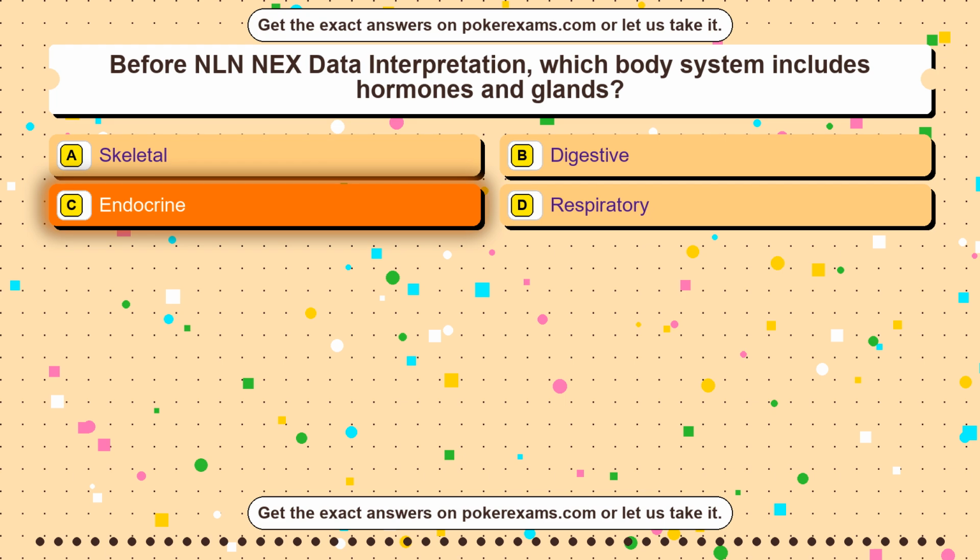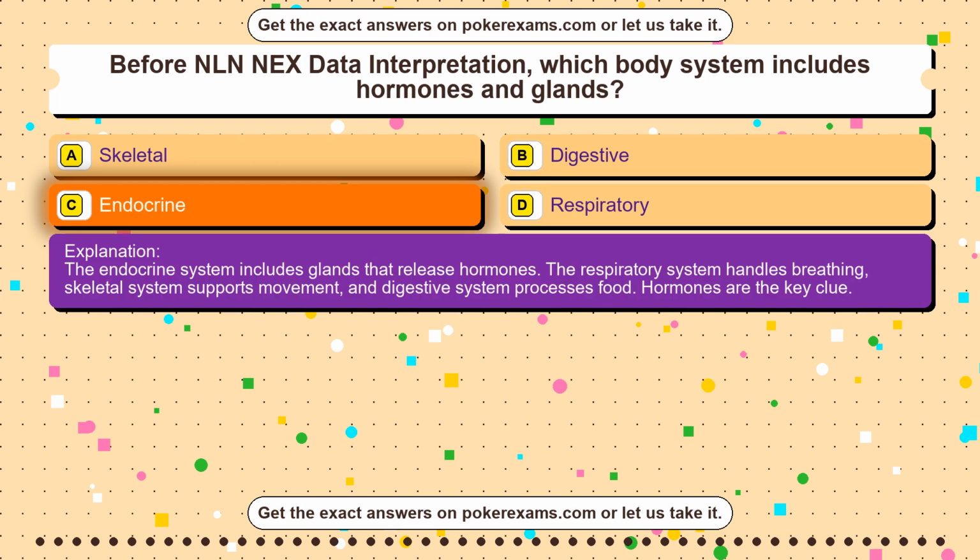Endocrine. The endocrine system includes glands that release hormones. The respiratory system handles breathing, skeletal system supports movement, and digestive system processes food. Hormones are the key clue.